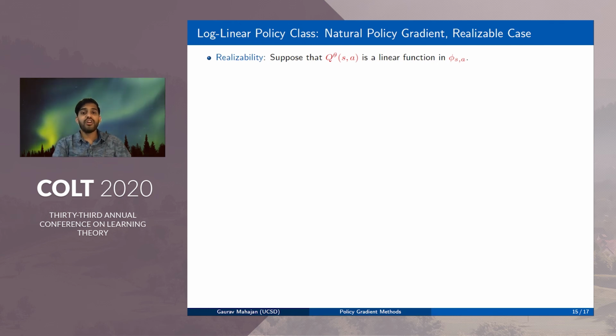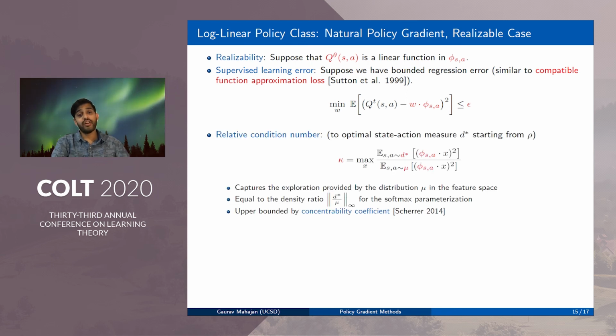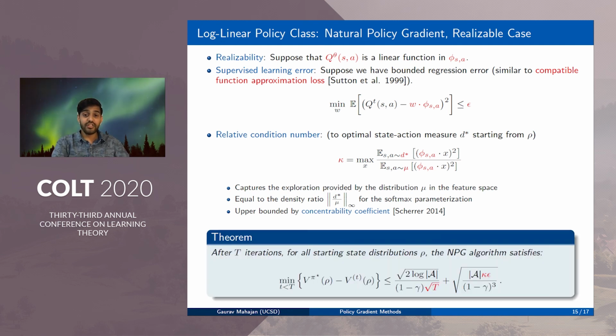For now, let's make this strong assumption of realizability, where the Q function is linear in the features. Also, we'll run a regression with squared error, which is very cheap because we can actually do this using only samples from distribution mu. So this is basically just doing least squares regression. There's another quantity which is going to govern our convergence rate, which is the relative condition number. This quantity captures the expressiveness provided by the distribution mu in the feature space with respect to the optimal state-action measure. This turns out to be equal to the density ratio for the softmax parameterization and is generally upper bounded by the concentrability condition.